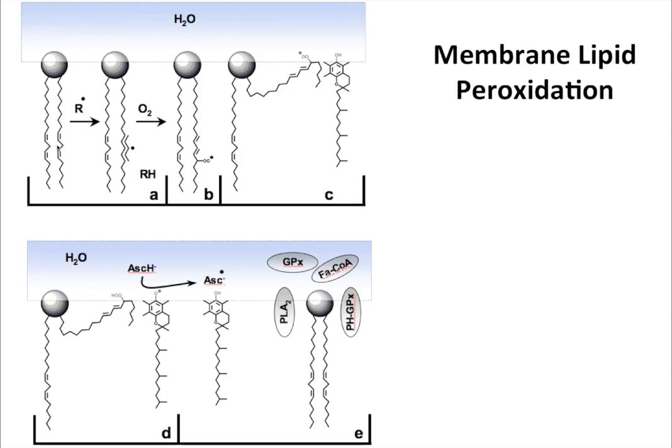And the key points here to look at are we have a phospholipid, and when you have points of conjugation, as we do in this phospholipid shown here, this is what can be susceptible to lipid oxidation or lipid peroxidation.